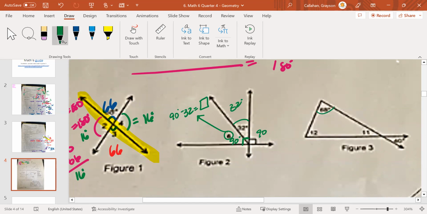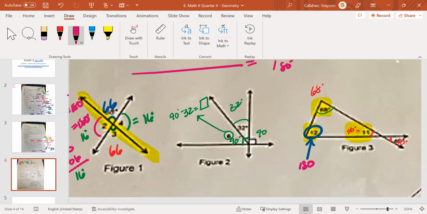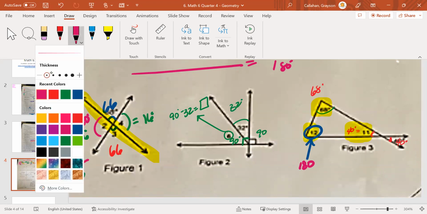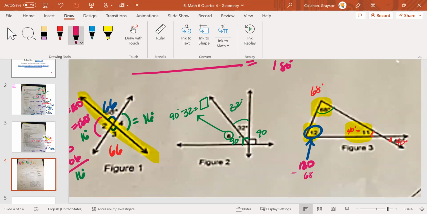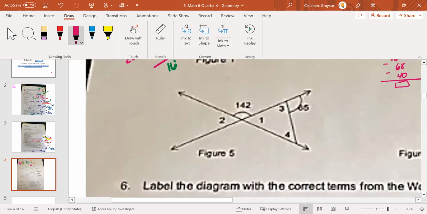What is this angle right here? That angle is 68. This angle right here is 40, yes? These two are vertical angles. If that's 40, that means this is 40. The entire triangle, this angle plus this angle plus this angle, adds to 180. So to find this angle right here, you would take 180, which is the entire triangle, minus the two angles that you know. One of them is 68, the other one is 40. Subtract that, and that's going to give you your answer for this angle right here in blue. Do you see that? Okay, moving on.